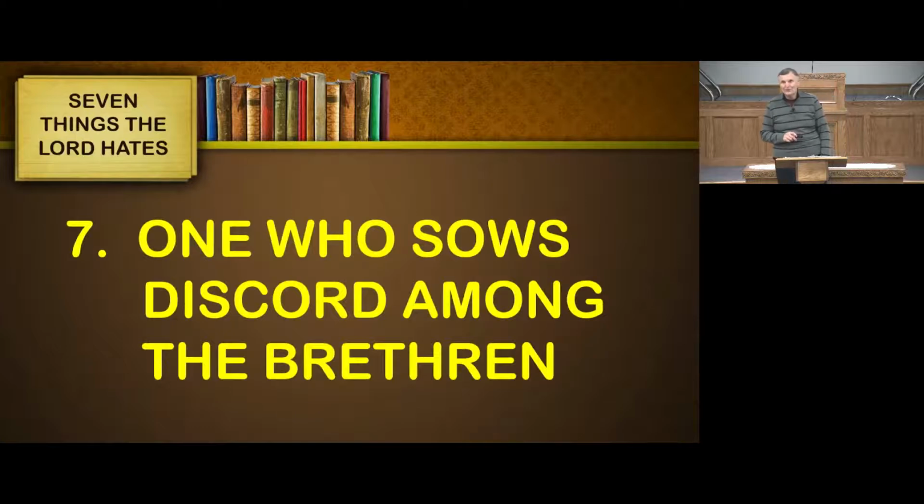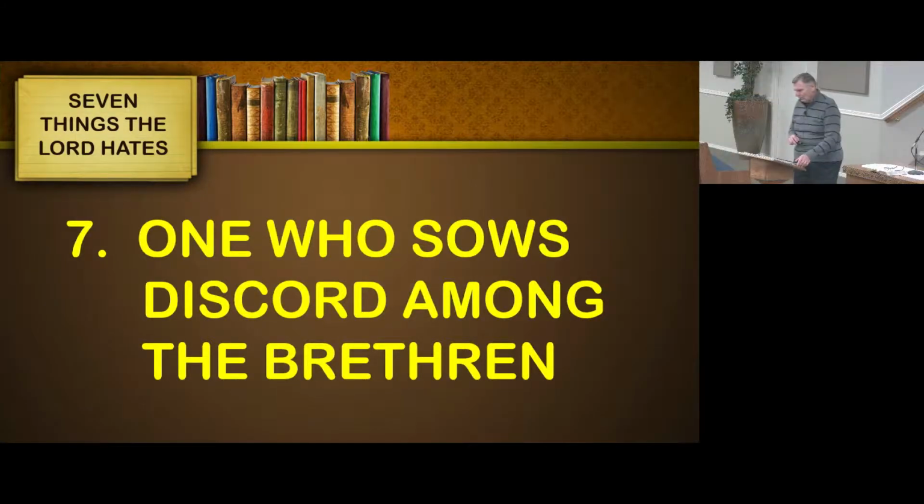Number 7, one who sows discord among the brethren. One who sows discord among the brethren, I think, describes people who go around trying to cause division by creating strife within the congregation. If they find someone that they don't like, they'll say and do whatever they can to turn the rest of the congregation against that individual or family. They're never satisfied with one person or family, though, because they will always find something wrong, it seems, with someone and will try their best to turn people against them.